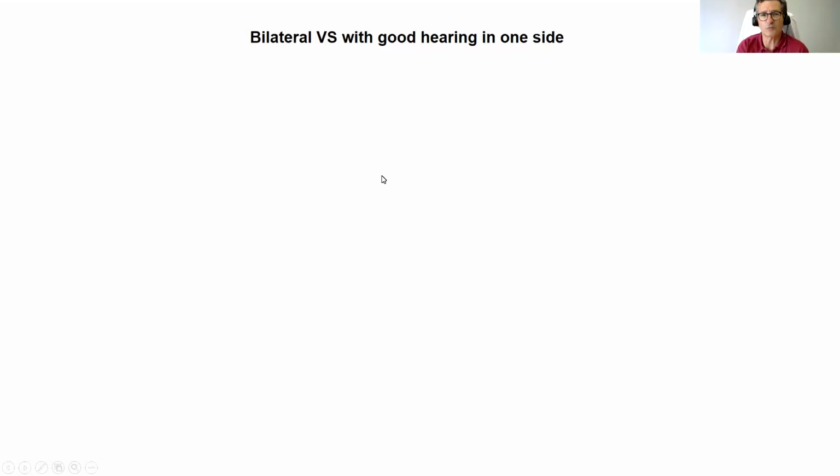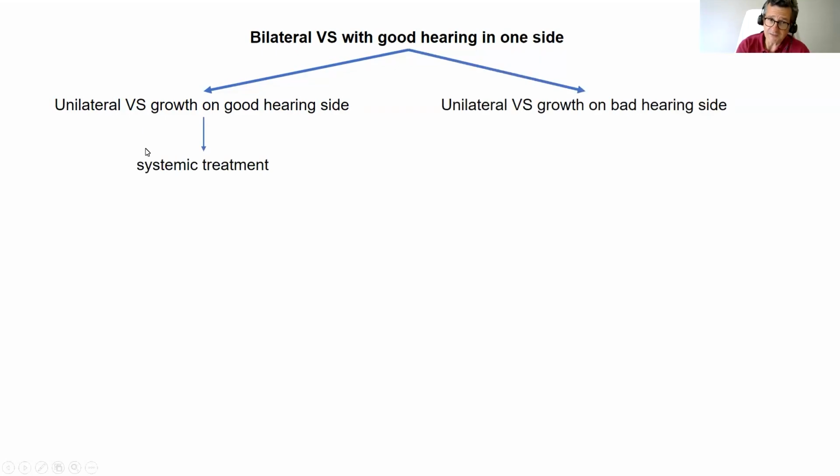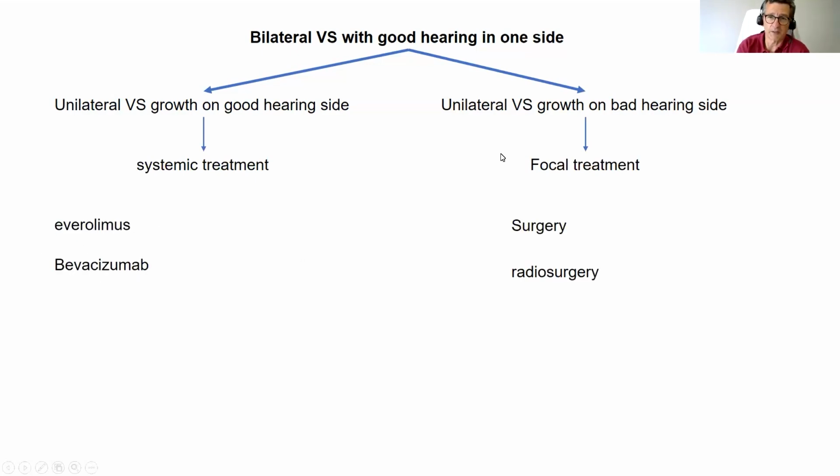The other situation is a patient with bilateral vestibular schwannoma with good hearing on only one side. And if you have growth of the tumor on the good hearing side, I think the only choice is a systemic treatment. Systemic treatment is everolimus or bevacizumab. If you have a growth on the side where there is no hearing, there is still a place to remove the tumor or to freeze the tumor growth by radiosurgery.